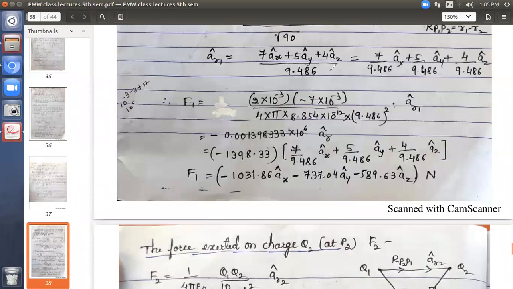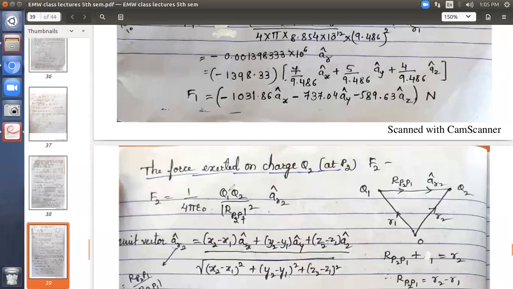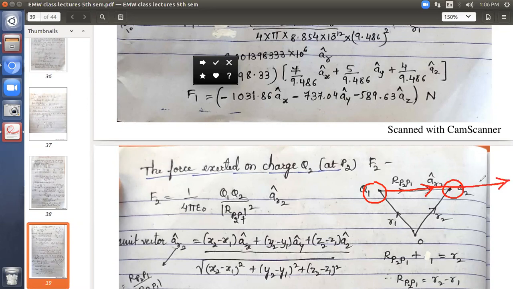Let me take force F2, the second scenario. The force exerted on charge Q2 at point P2, and why does this force exist? I want the force here. What is the force? To know this force, the force will be because of charge Q1. That's why if you see the unit vector direction, it is in this way. The force and unit vector, both directions will be same. And this force on Q2 is because of charge Q1. So the direction is like this.